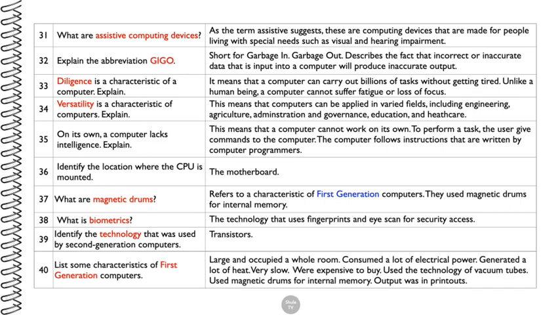List some characteristics of first-generation computers. They were large and occupied a whole room. They consumed a lot of electrical power. They generated a lot of heat. They were very slow. They were expensive to buy. They used the technology of vacuum tubes. They used magnetic drums for internal memory. The output was produced in the format of printouts.